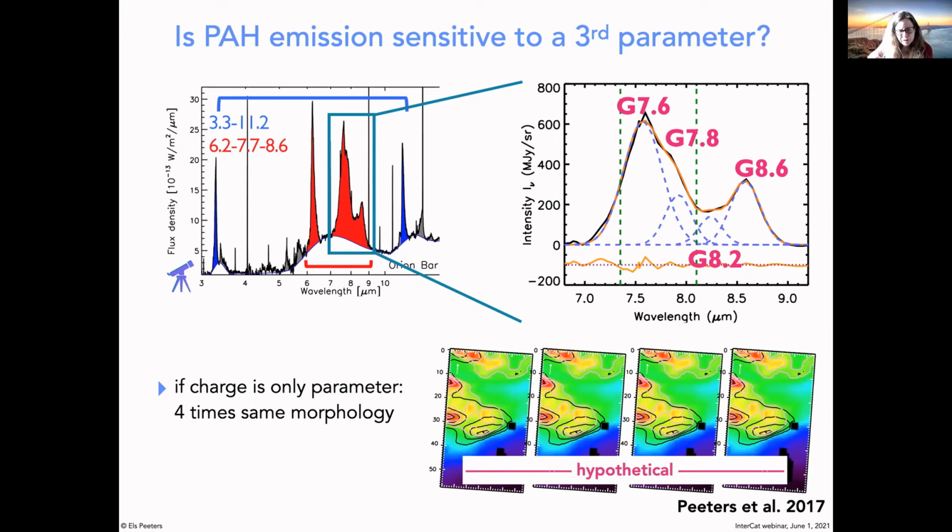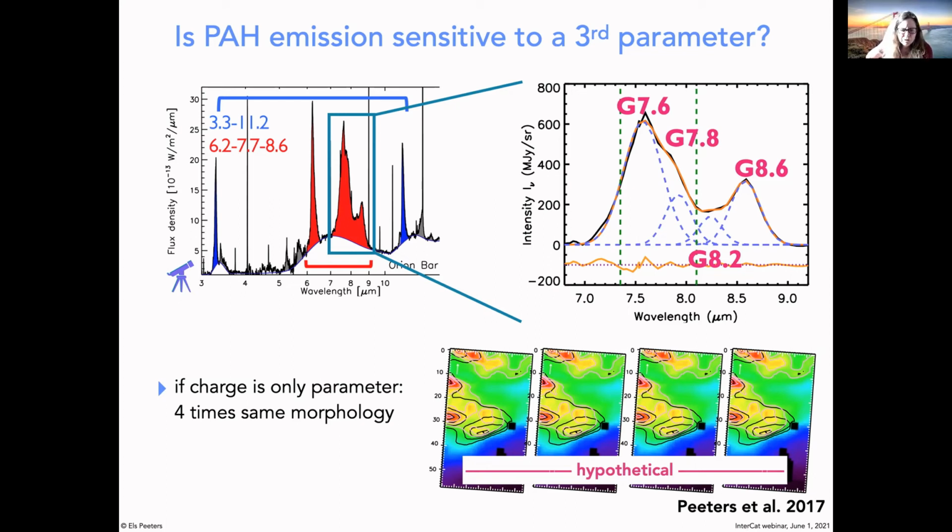strongest region of PAH emission between 7 and 9 microns. It's known that we have the 7.7. It's known that it has two components, one peaking at 7.6 and one peaking around 7.8. We have also a third PAH emission band at 8.6. And so what we did is we decomposed this emission between 7 and 9 microns by 4 Gaussians. And we needed the fourth Gaussian because you see we have some kind of bridge between the 7.7 and 8.6, which is not covered by just fitting it by 2 Gaussians.